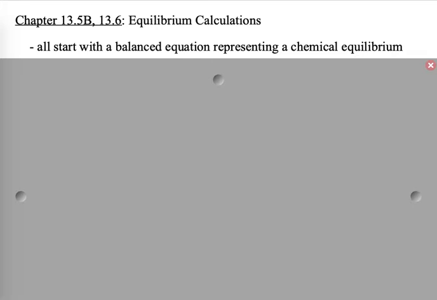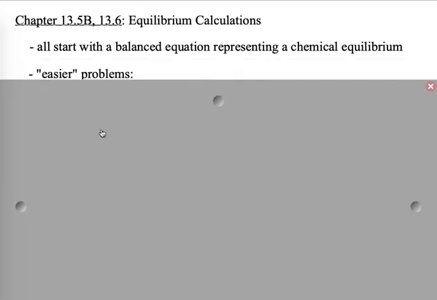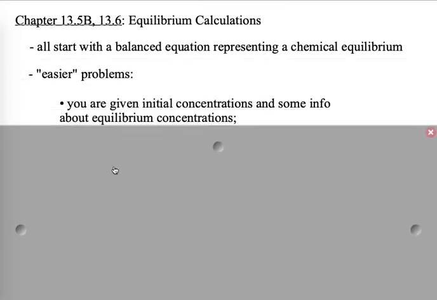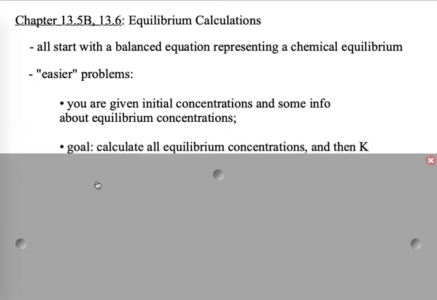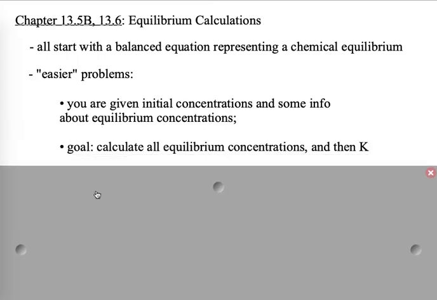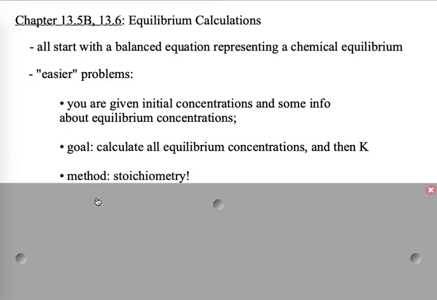Now, I've divided these types of problems into two categories: the easier types and the harder types. Neither one is really that difficult, but what you are trying to solve differs in the two, and it's important to know what it is you're trying to solve. In the easier problems, you are given initial concentrations and some information about equilibrium concentrations, and your goal is to calculate all of the equilibrium concentrations and then calculate the numerical value of K by plugging those into the K expression. How are we going to do this?